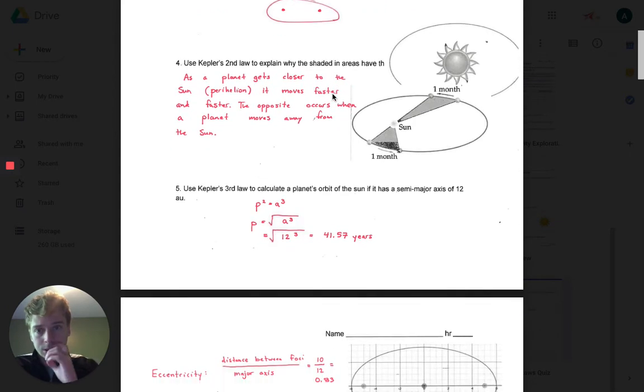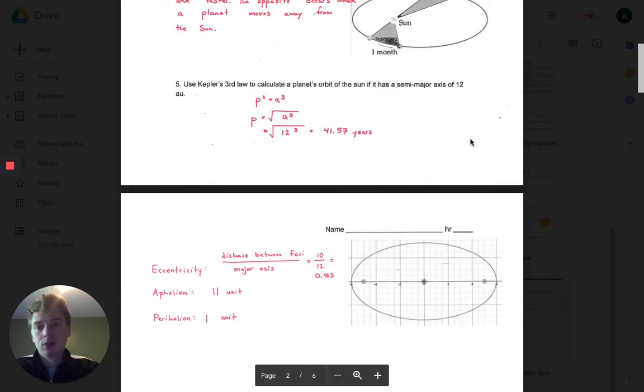Number four, using Kepler's second law, explain why the shaded areas have the same size, because they're moving at different speeds. Remember, that's the huge part of Kepler's law, is that they're different speeds, so as they go closer to the sun, they're going faster, and they're covering the same area because they're close to it, so there's not as much length here, but there's more width because they go faster, right? More width here, but less length. So when they're over here on the opposite side at aphelion, they're moving slower. There's more length but less width.